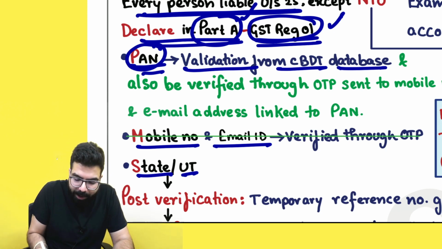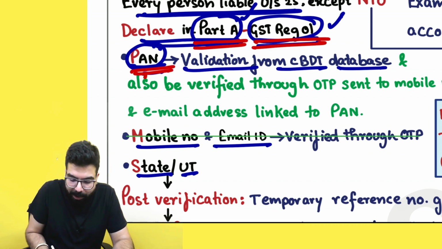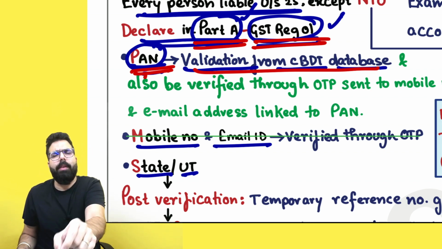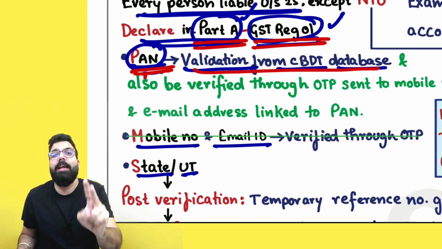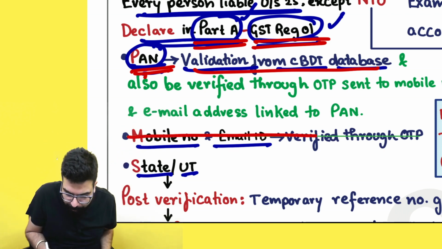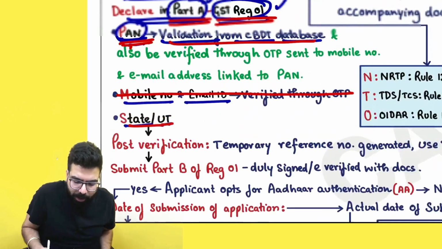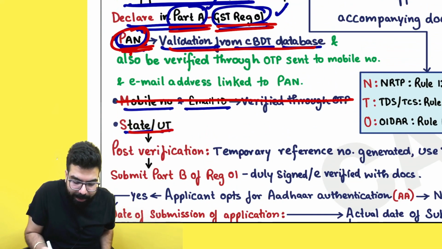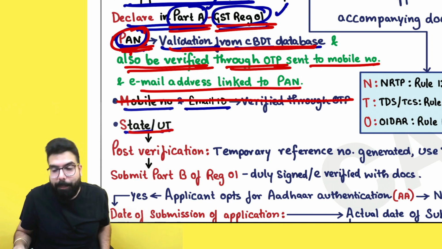They told now when you are filing your GST REG01 Part A, you just have to declare your PAN. The PAN will be verified through the CBDT database. Plus, we will also do verification by sending an OTP on the mobile number and email ID which you had given along with your PAN number. Now we will not ask for your mobile number and email ID; you just put your state and union territory. So once you have filled Part A, you declared your PAN number, validated and also verified through the OTP sent to the mobile number and email ID linked to the PAN. Okay, sir, done.